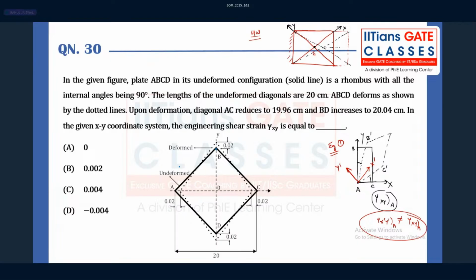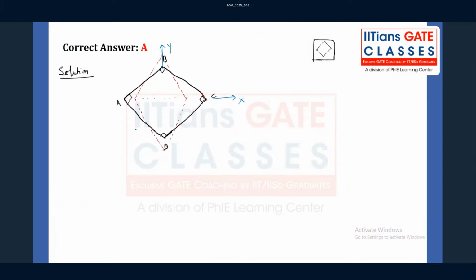Now, I'm just mentioning here 0.02, and it is getting increased by 0.02, and initially these dimensions are 20 centimeter.